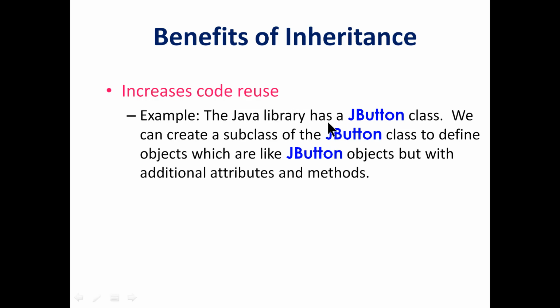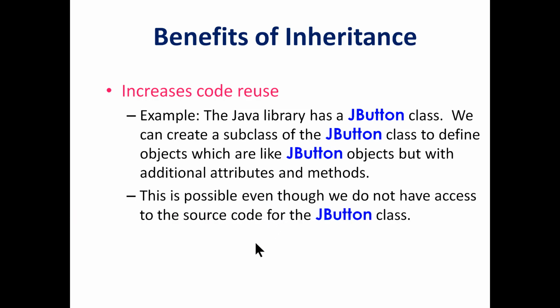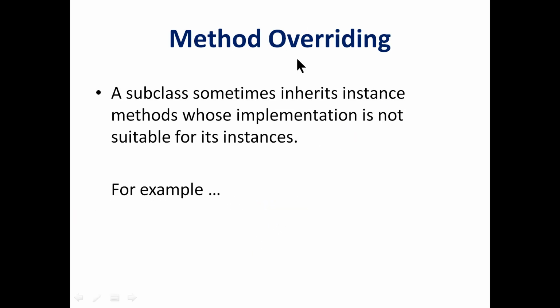So for example, in the Java library there is the JButton class. We can create a subclass of JButton to define objects which are like buttons, and I have different methods. So these are actually very interesting phenomena. Method overriding comes in. Why? Because you have a parent and a child can override a behavior. A subclass sometimes inherits an instance method whose implementation is not suitable. Why? Because the child sings differently or the child talks differently.